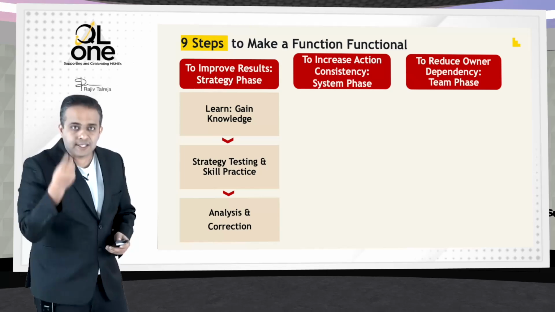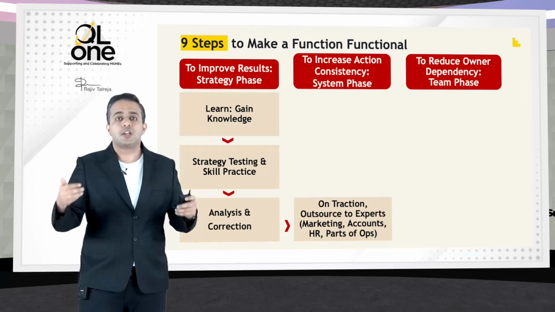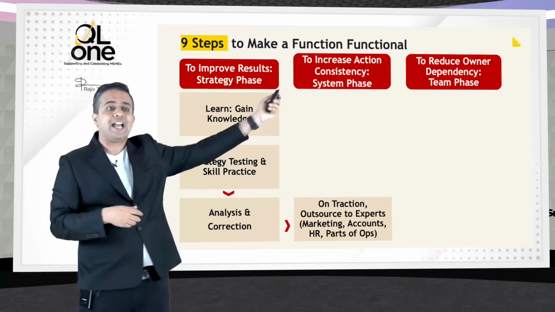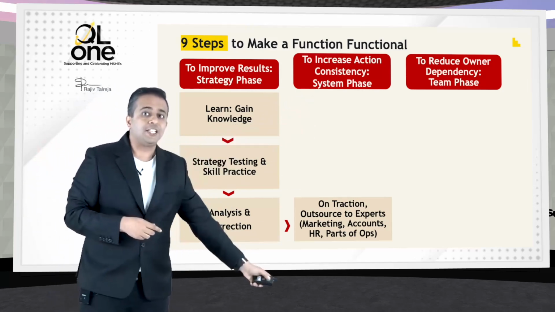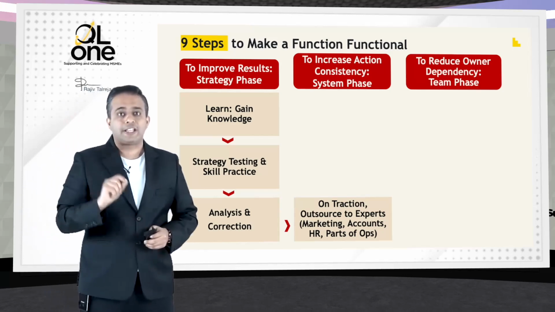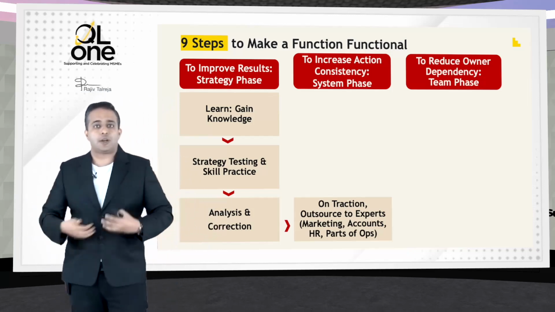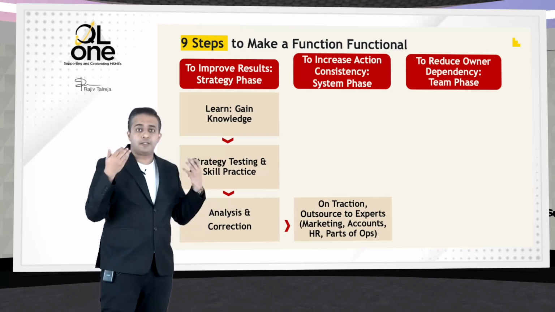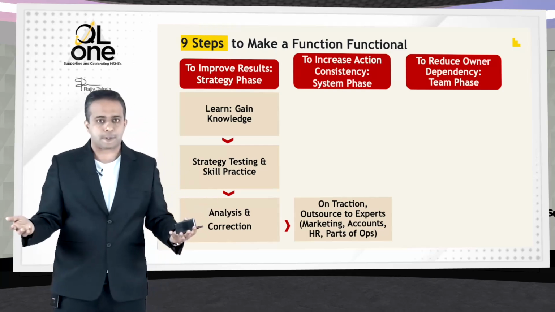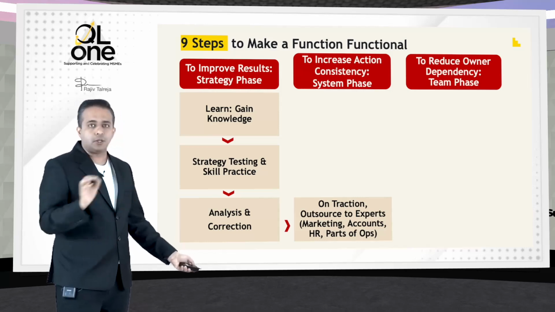Once you start seeing results, once you start seeing traction, you outsource some of those activities to experts to increase the action consistency. This is where you go into the system phase. You outsource to experts, especially activities of marketing or accounts or HR, because the experts come with expertise. You may also outsource parts of operations to experts. This you do after you've tested what works, what doesn't work.